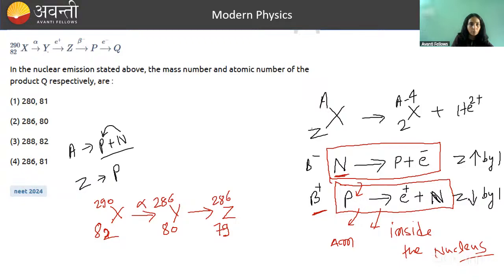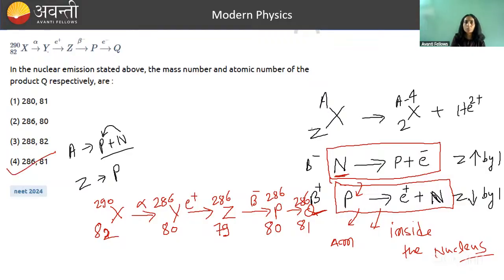It will remain same. So here what happened? E plus got released, then became Z. Now Z will come to P. Z is coming to P by beta minus decay. So in beta minus decay, neutron will get converted to proton. Again, atomic number will increase by 1. So 80. And here this is 286. And finally, what is happening? One E minus is getting released. So E minus is getting released means neutron is getting converted to proton. Again, when Q will happen, atomic number will increase by 1, mass number will remain same. So final answer should be 286, 81.